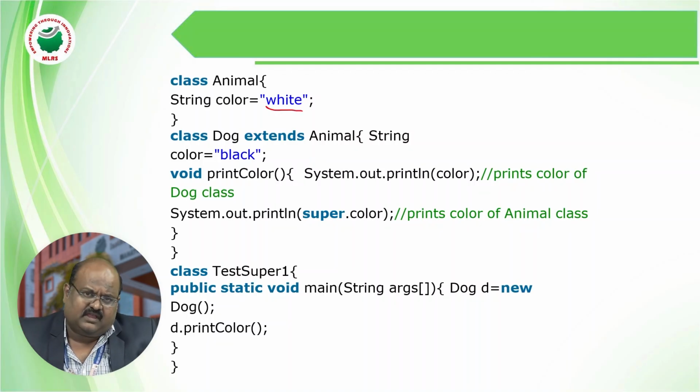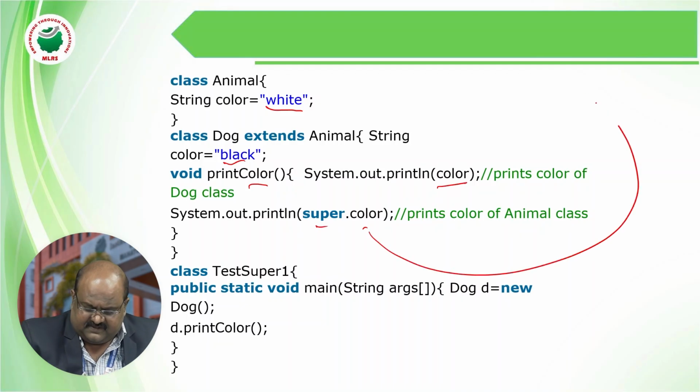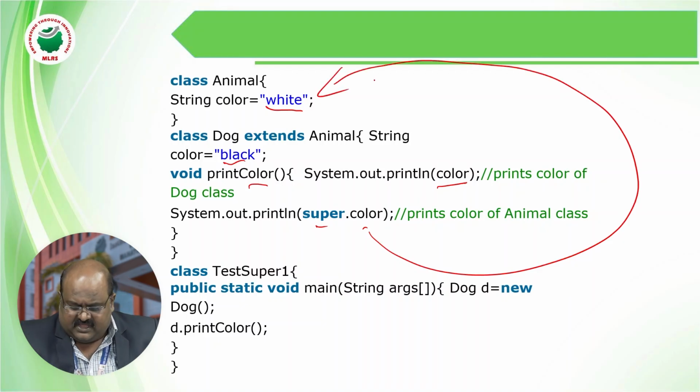That means the color variable is there, and the value that we are assigning here is white. But here, if you have observed, the same variable I am redeclaring in my child class, and the value I am passing here is black. Then if I call the print method, print color, what is going to happen? If you are using super.color, the parent class variable, this value gets printed. But here, what gets printed is the black value.